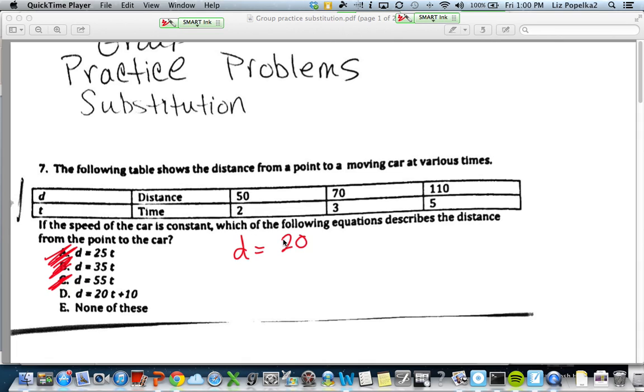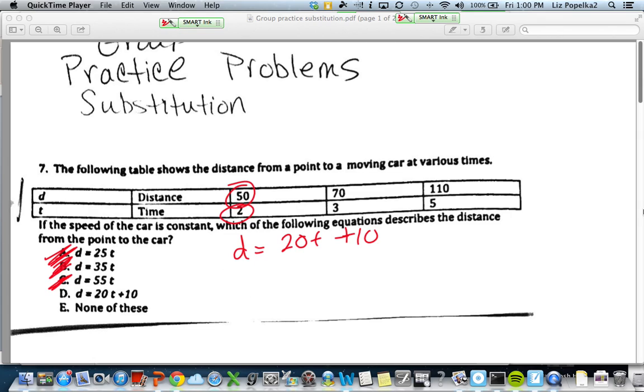D equals 20T plus 10. So I'm going to take my 2, put it in for time. 2 times 20 is 40. 40 plus 10 is in fact the 50 that I need for this, but as we've seen, it doesn't work for all of them all the time.